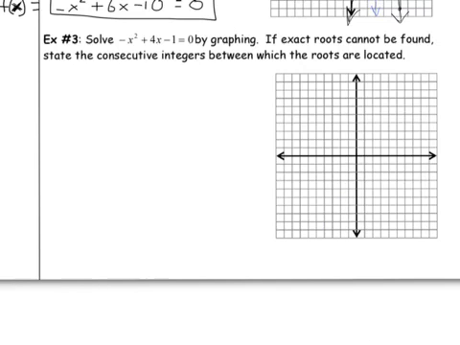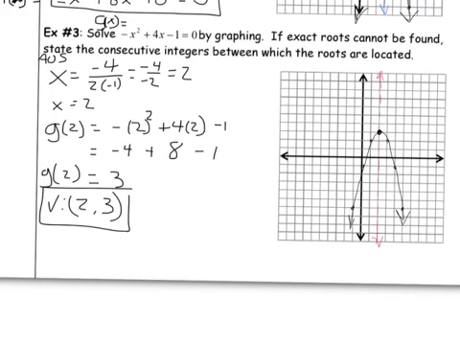Okay, for this one, I want you to go ahead and graph it. I'm going to let you guys do that on your own. And then I want you to see what happens when you try to find the solution or the roots of this thing. So go ahead and try it on your own. Pause the video and I'll put the graph up in a second.